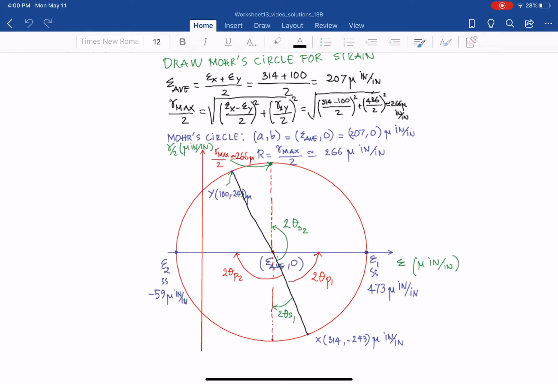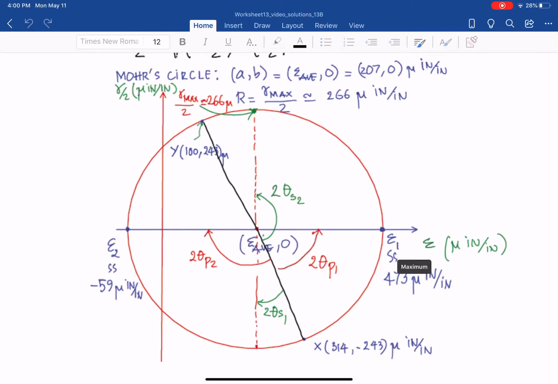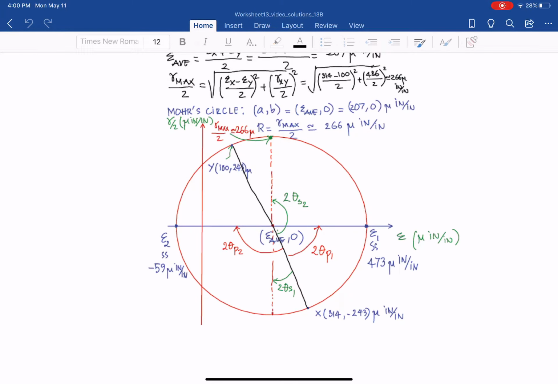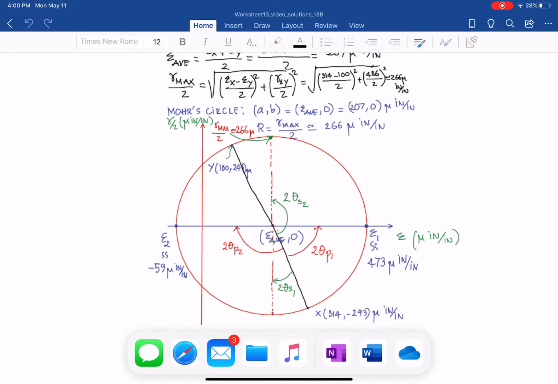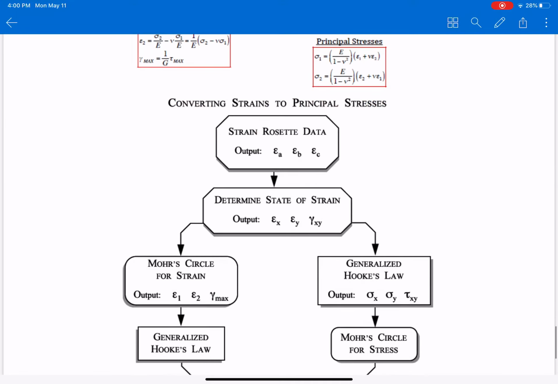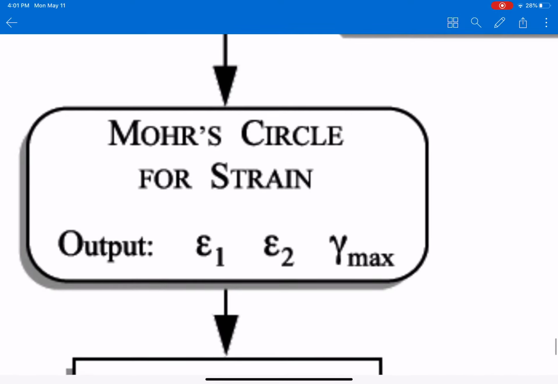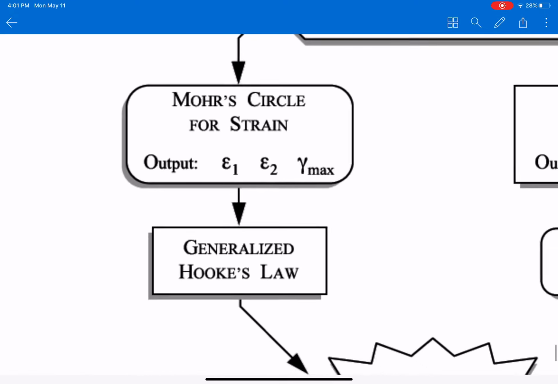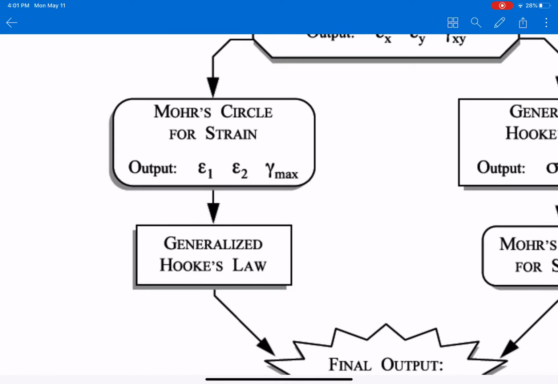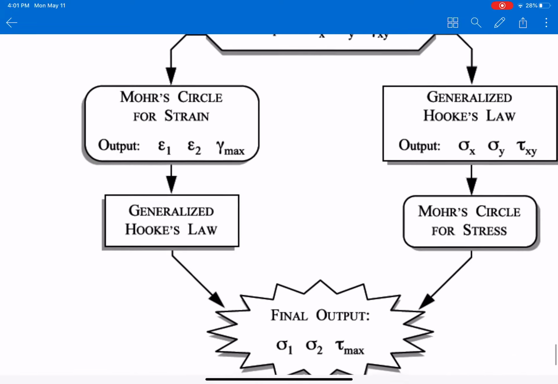After constructing Mohr's circle for strain, we find epsilon 1 = 473 micro, epsilon 2 = negative 59 micro, and gamma max over 2 equal to 266 micro. From the Mohr's circle, we can go back to the process flowchart here. We are in that state where we already have epsilon 1, epsilon 2, and gamma max. The next step is we use generalized Hooke's law so that we can find out the final output.